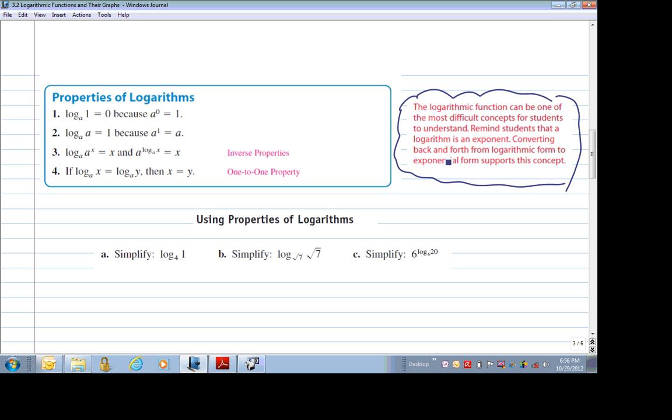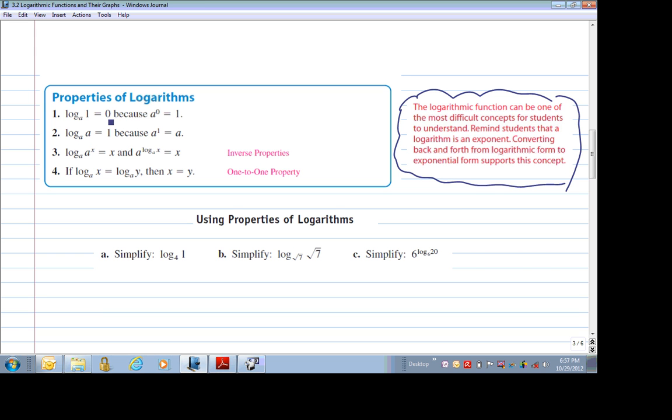If you can remember that a logarithm is an exponent, okay, it's an exponent, and converting back and forth between the two forms can help support the concept and can help you understand logarithms better. So understanding that they're inverses is very helpful. All right, let's look through these properties.